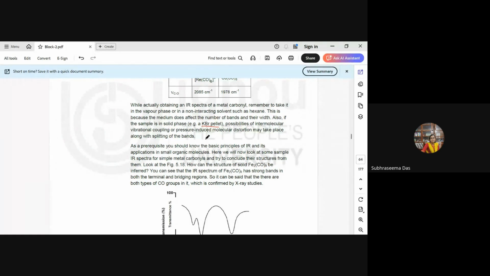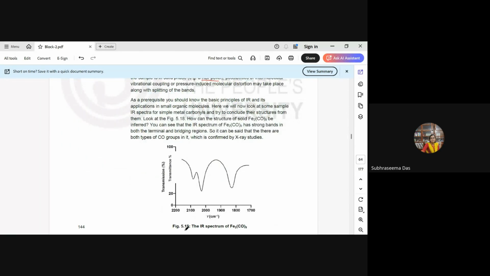As a prerequisite, we should know the basic principles of IR and its applications to organic molecules. Here we will look at some sample IR spectra from simple metal carbonyls. Now here, in figure 5.18, we see the IR spectrum of Fe2CO9. So how can the structure of solid Fe2CO9 be inferred from this spectrum? We see that it has strong bands in both the terminal and bridging regions.